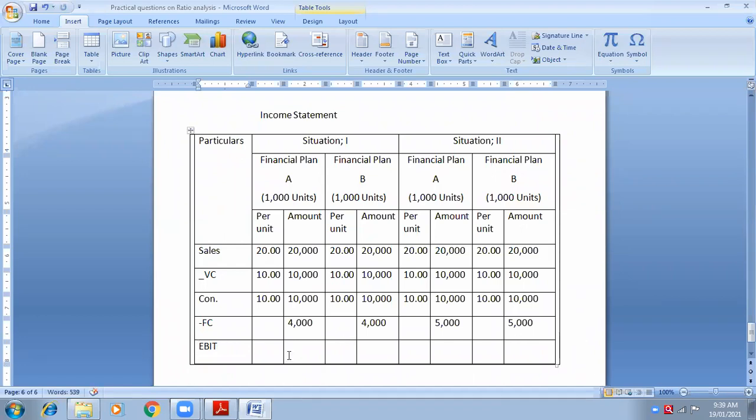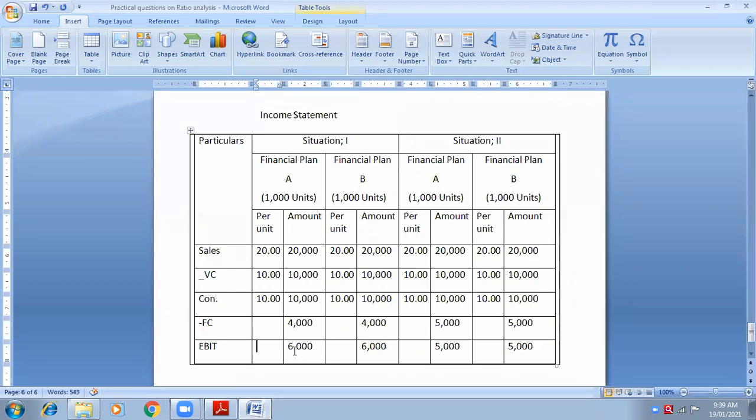EBIT मिलेगा. 6,000 in situation 1, and 5,000 in situation 2.